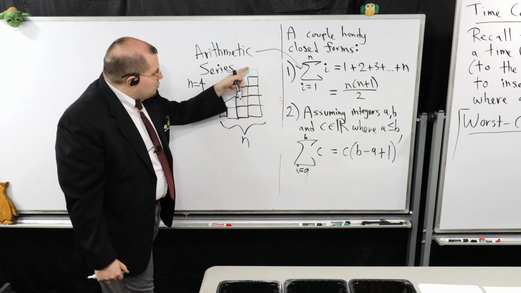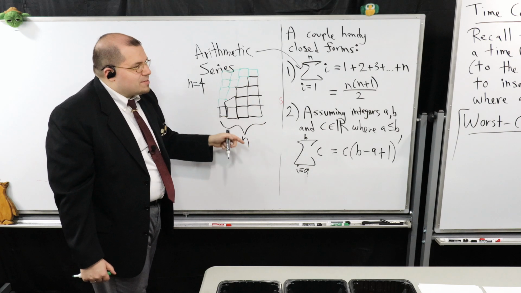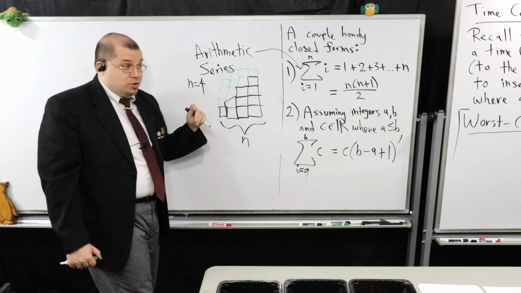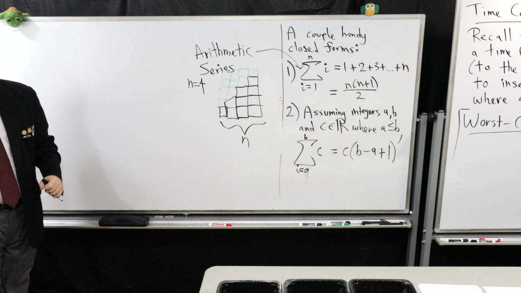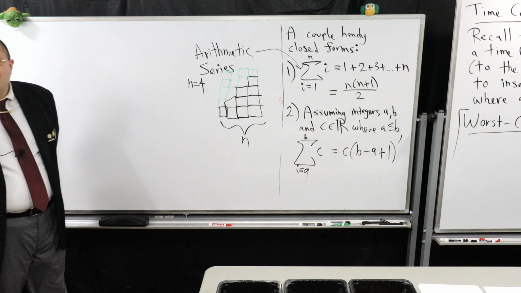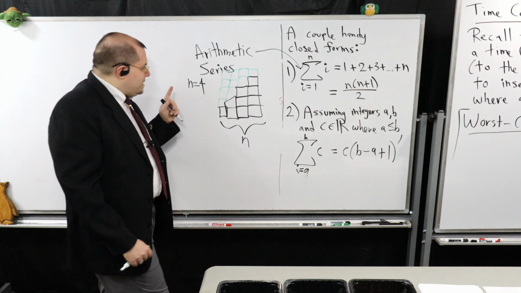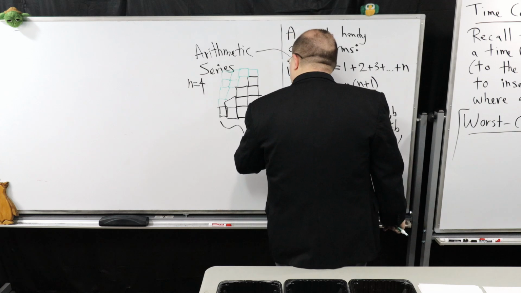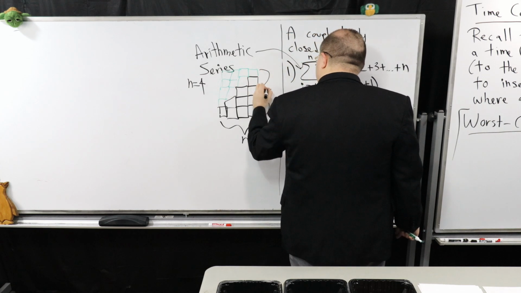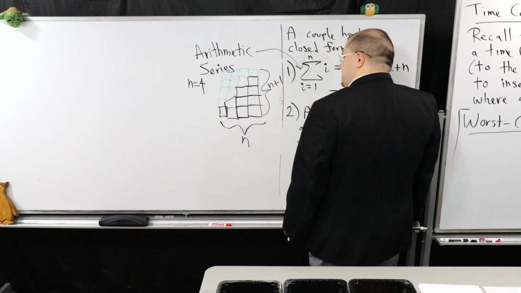How tall is the stack of boxes now, if you include the green ones? Yes, in this case, if n was 4, then it would be 5, but you'll see that it's n plus 1.